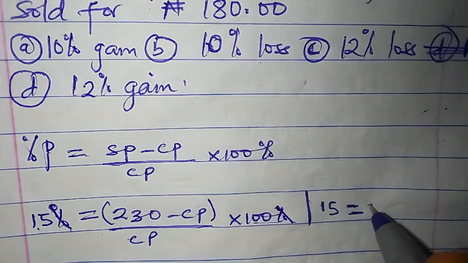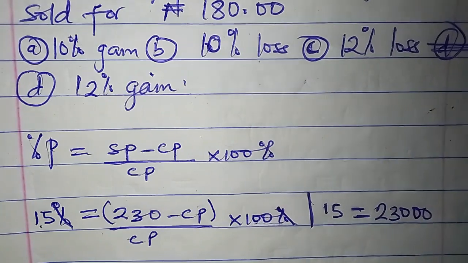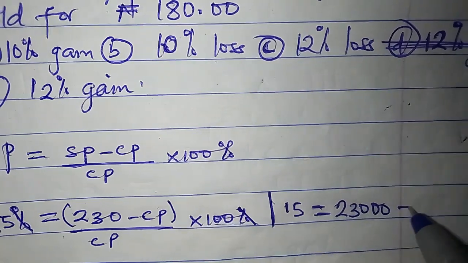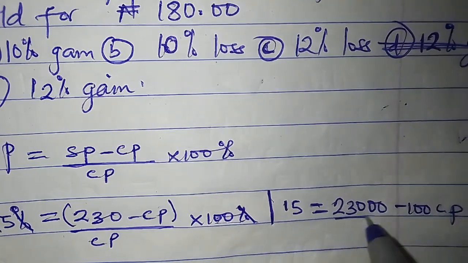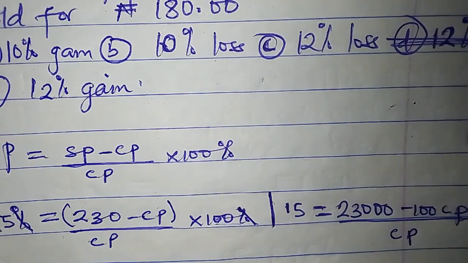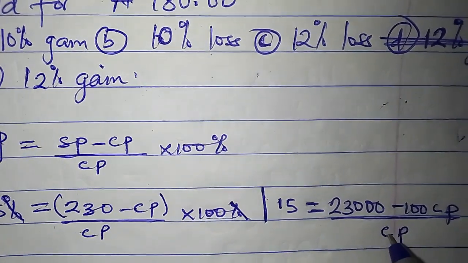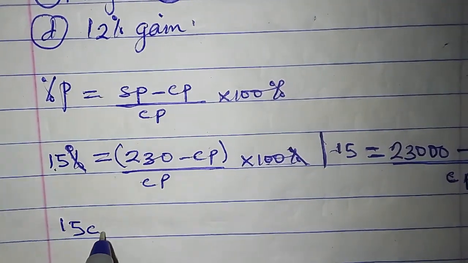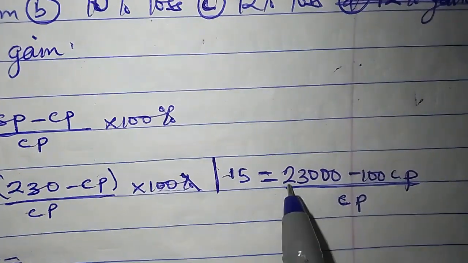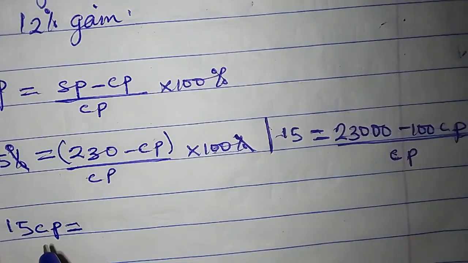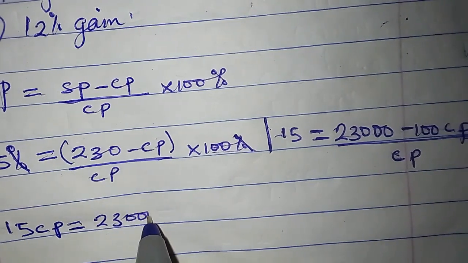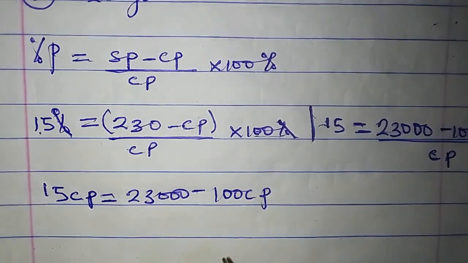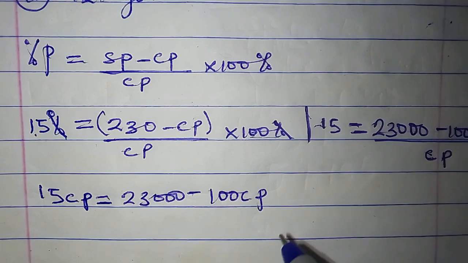230 times 100 is 23,000. And minus CP times 100 is minus 100 CP. All over what? CP. So from here now, I'll have to cross multiply. 15 times CP, that's 15 CP, is equal to everything I have here. That is 23,000 minus 100 CP. So I'll just collect like terms and solve for CP.